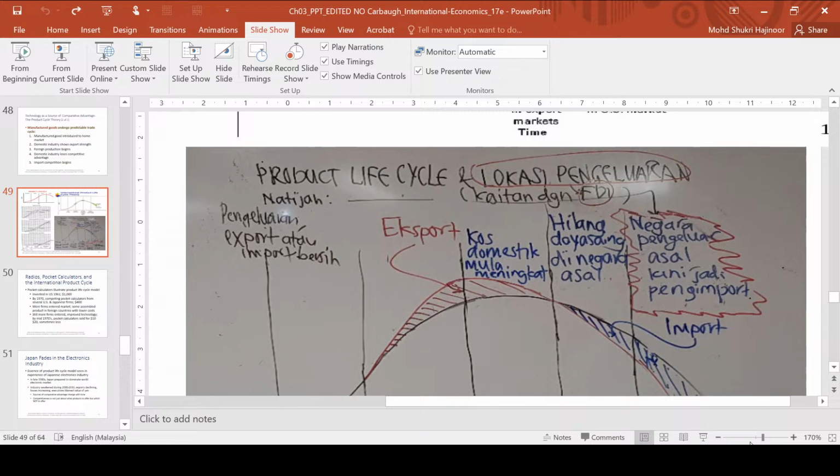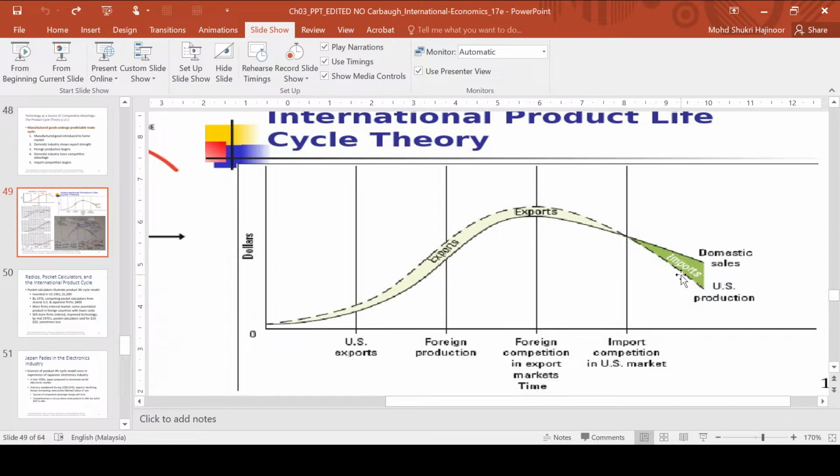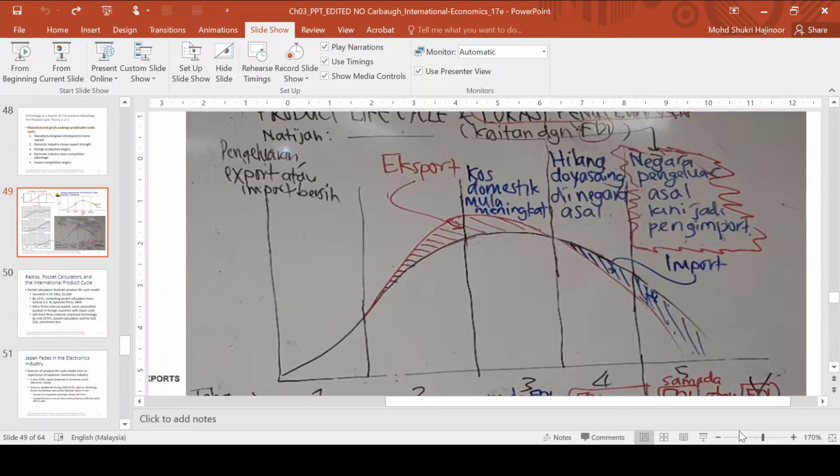So here, international product life cycle theory. I'm giving so many examples just to make sure you understand. US export. Foreign production began. Foreign competition in the export market. And finally, import competition in the US market. Here, domestic sales. The United States no longer has comparative advantage in the production of that product. Here, I'll explain better with my own drawing of the graph.